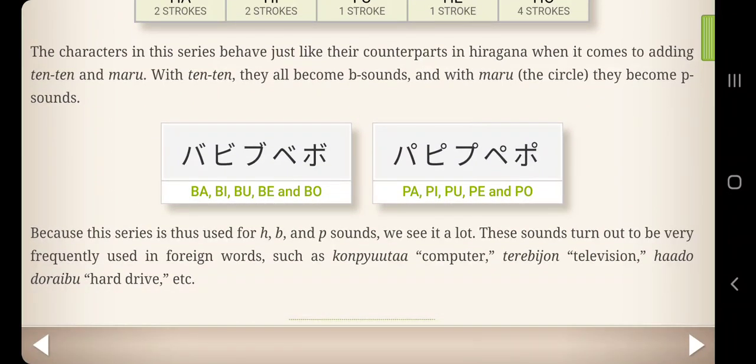Because this series is used for H, B, and P sounds, we see it a lot. These sounds turn out to be very frequently used in foreign words such as computer, television, and hado doraibu, etc.